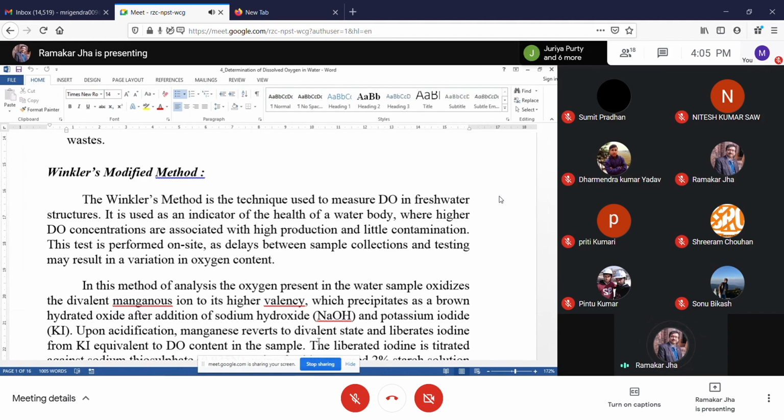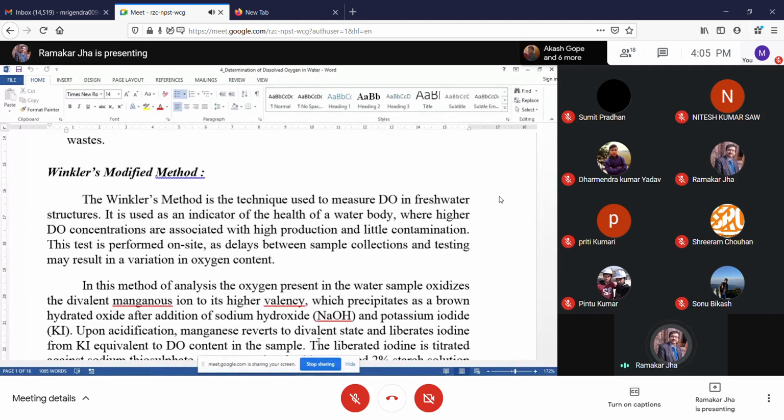This test is performed on site. We go to the site and we perform it. In situ. You will use this later. In situ measurement means I am going to the field, taking my DO meter and measuring it using the Winkler method.